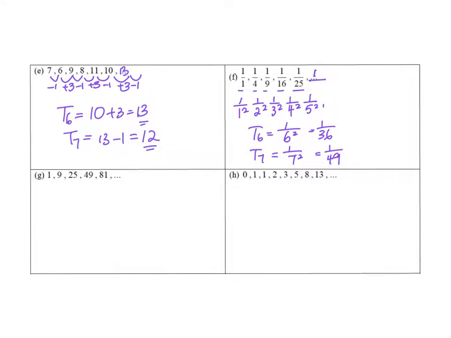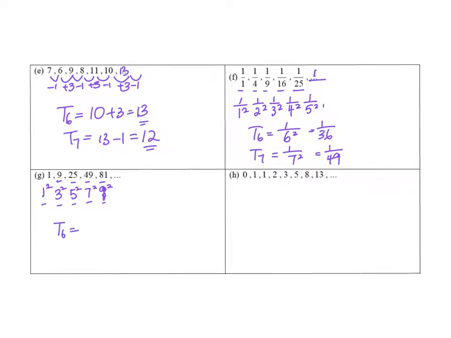Let's look at G. I have 1. Okay, so it looks like it's 1. Then I have 9, 25, 49, 81. All these are perfect squares. So let me see if we can find a relationship for perfect squares. 9 is actually 3 square. 1 can be considered 1 square. 25 is 5 square, 7 square, 9 square. Oh, what do you notice about the numbers? 1, 3, 5, 7, 9.